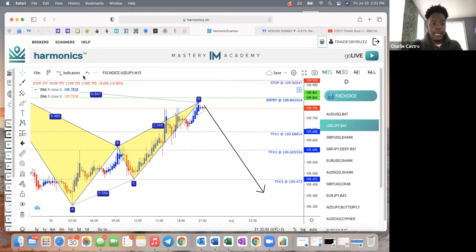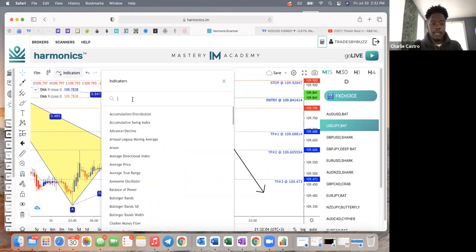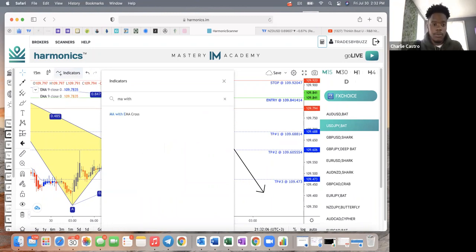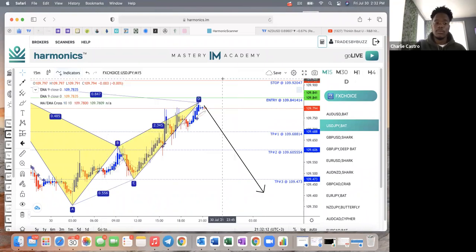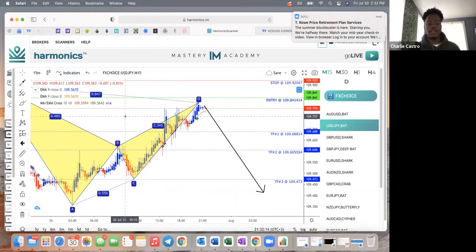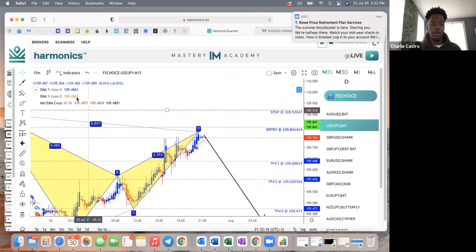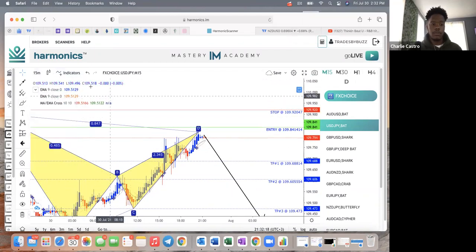And then the last indicator that we need is the MA with EMA cross. That is the third one that we have here. When you select those indicators, you should see them on the top left-hand corner of your chart. This is where you're able to see them or edit them as well.